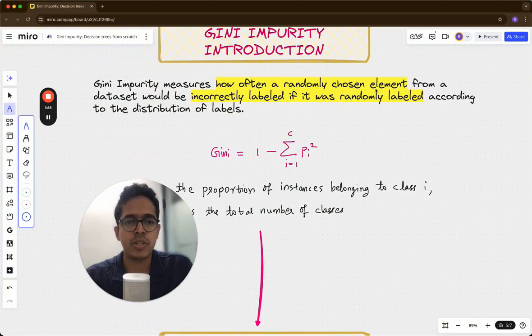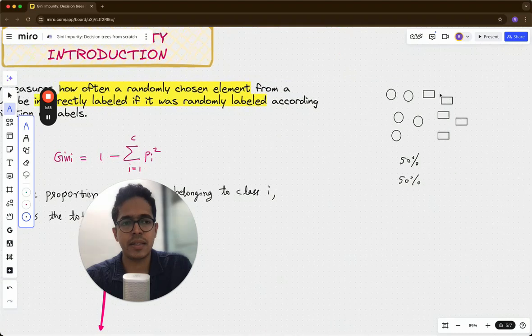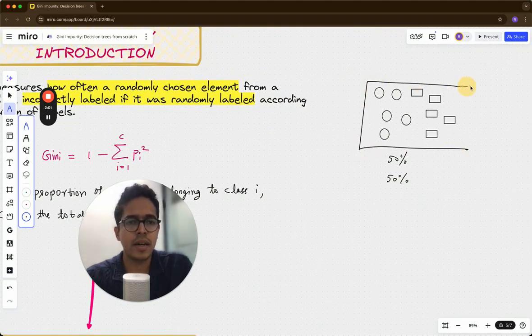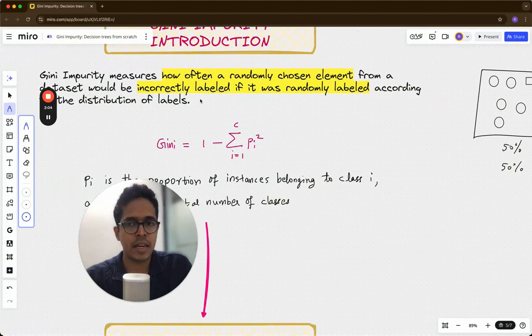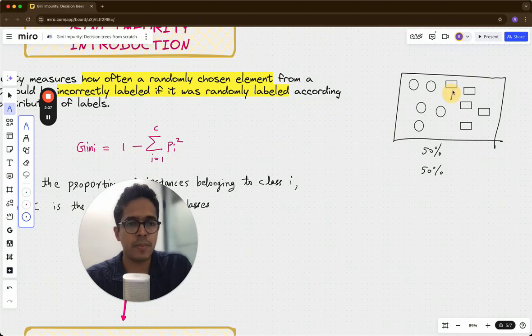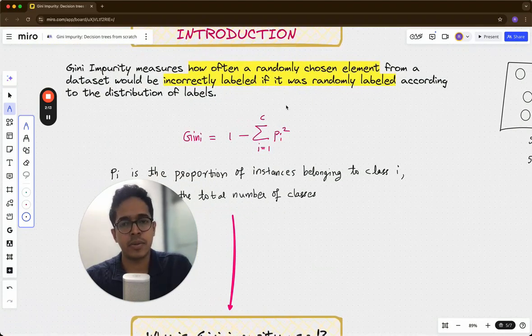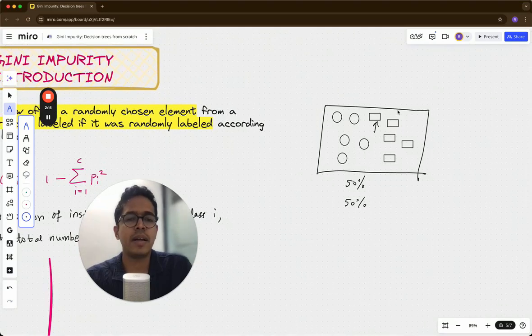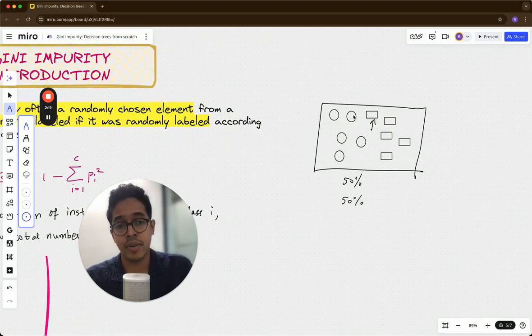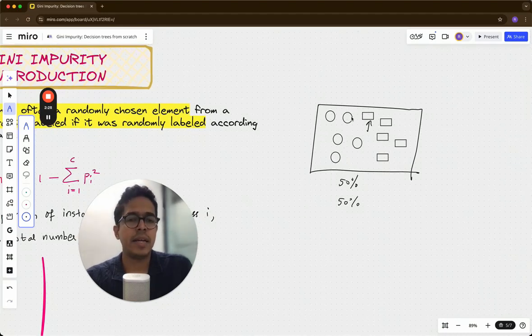How often a randomly chosen element from a data set. So here is a data set. How often does a randomly chosen element, meaning a randomly chosen shape, for example this shape, get incorrectly labeled if it was randomly labeled according to the distribution of labels? In the distribution, what are the two labels I have? There is a 50% chance that things are a circle, and a 50% chance that things are a square. So I'm randomly picking a shape and randomly labeling it, and I'll be correct 50% of the time and wrong 50% of the time, because that's how the distribution of these shapes is right now.